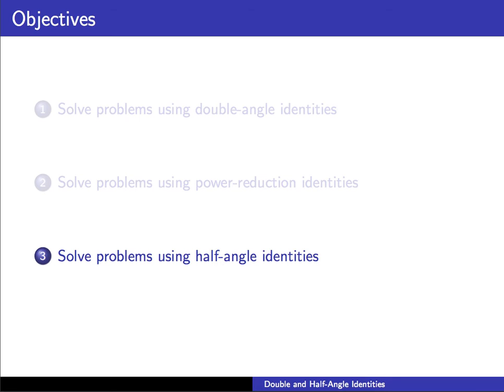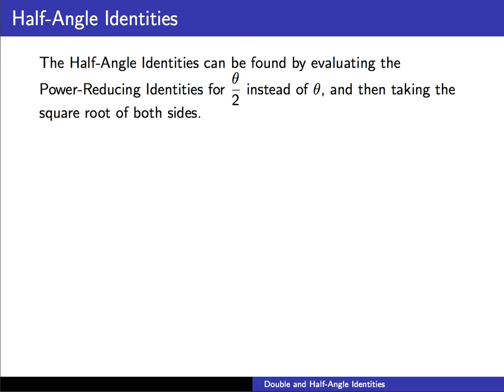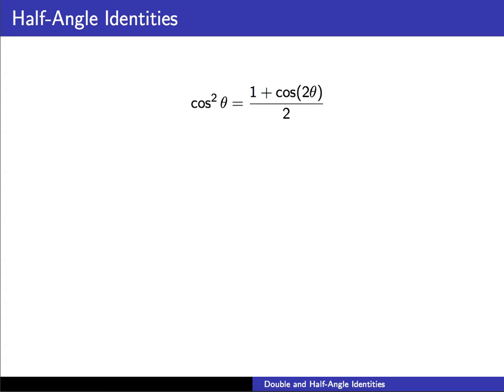In this video, we're going to take a look at solving problems using half-angle identities. The half-angle identities can be found by evaluating our power-reducing identities for theta over 2 instead of theta, and then taking the square root of both sides.